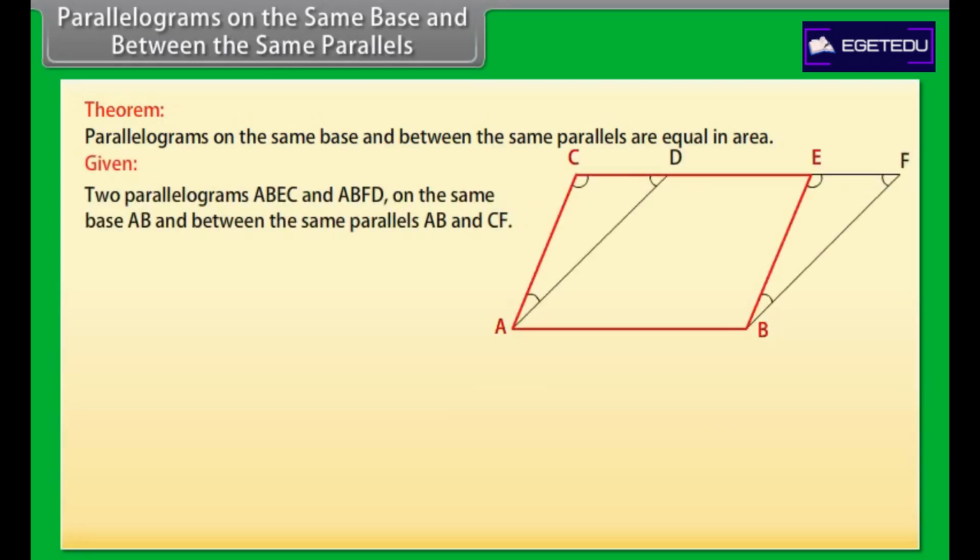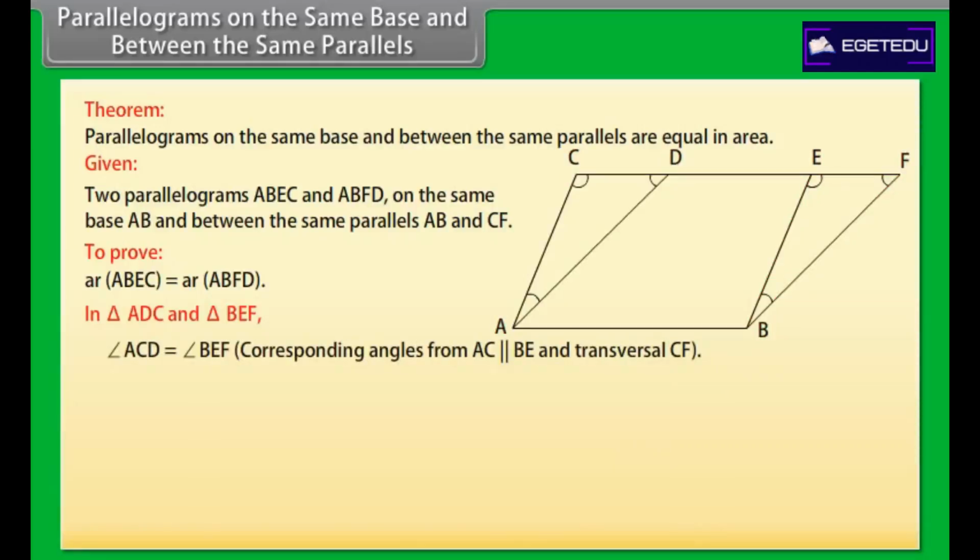Parallelograms on the same base and between the same parallels. Theorem. Parallelograms on the same base and between the same parallels are equal in area. Let us prove this theorem. Proof. 2 parallelograms ABEC and ABFD on the same base AB and between the same parallels AB and CF are given. We need to prove that area of ABEC equals area of ABFD.